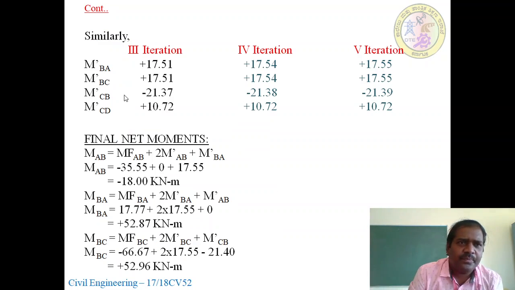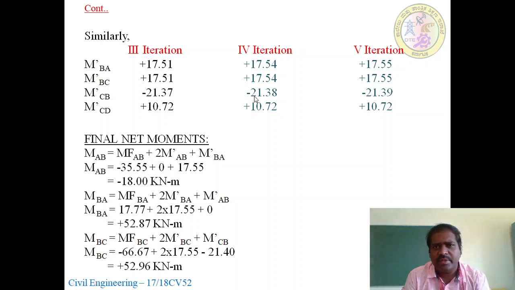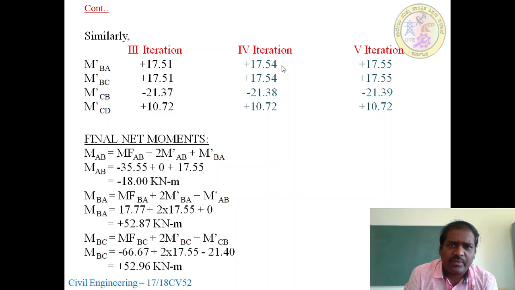Similarly, third iteration, fourth iteration, fifth iteration. So m dash BA, m dash BC, m dash CB and m dash CB. See here, fourth iteration and fifth iteration, the values will be nearly the same.